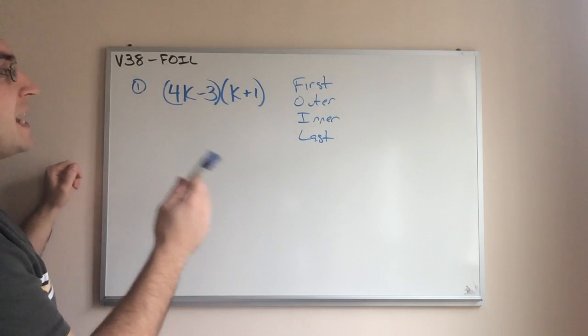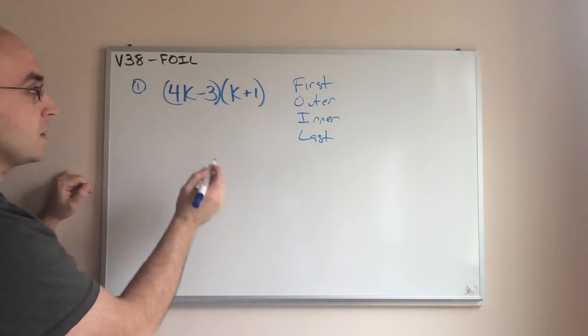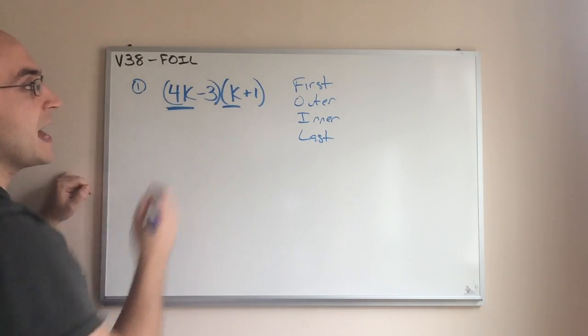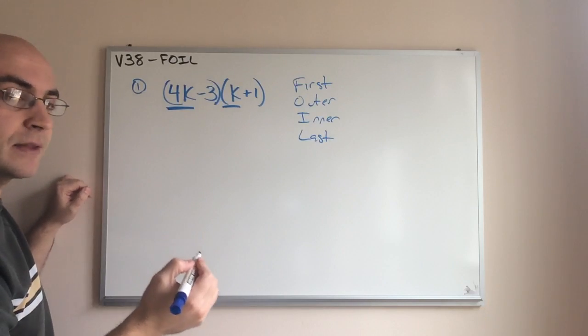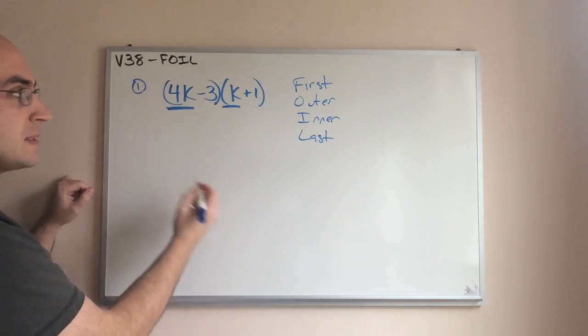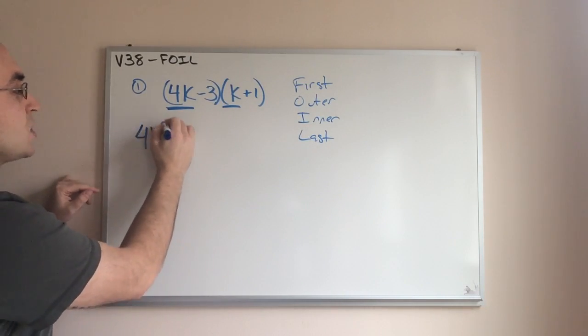So when I do that, I'm going to take the first terms, both first terms. This is a first term, and that is also a first term. I'm going to multiply them together. This is all multiplication. 4k times k is 4k squared.